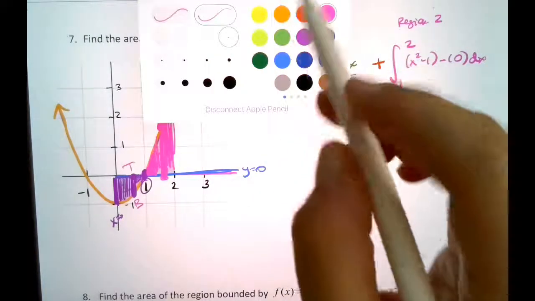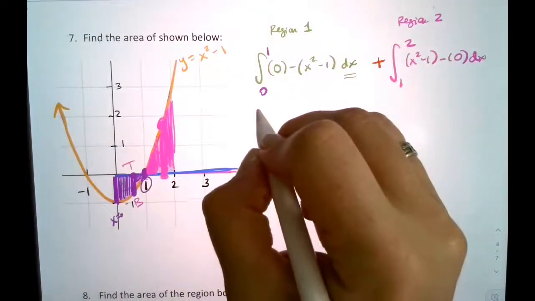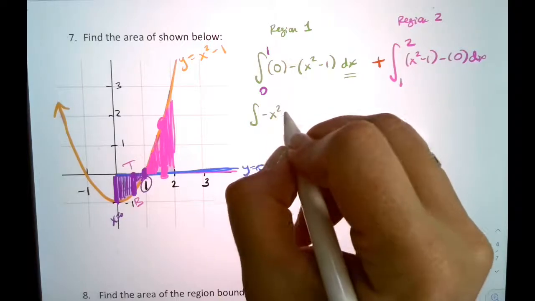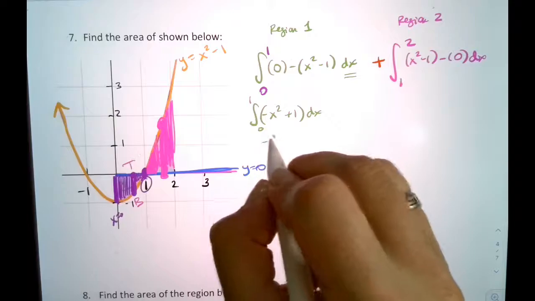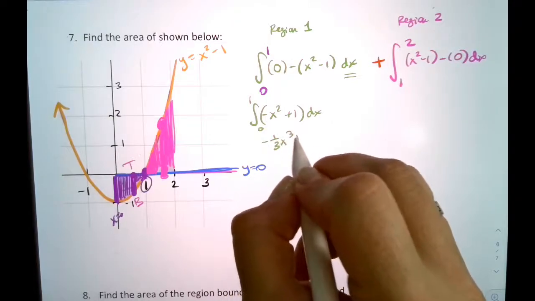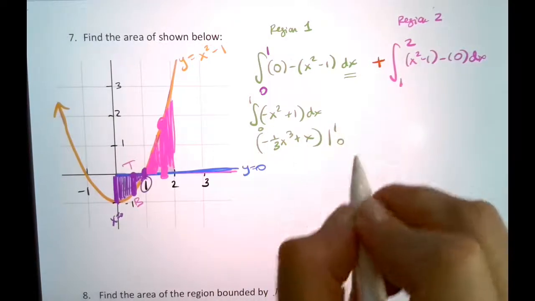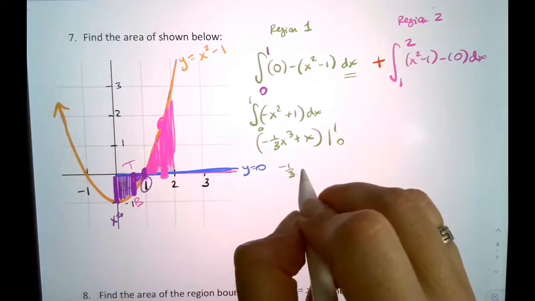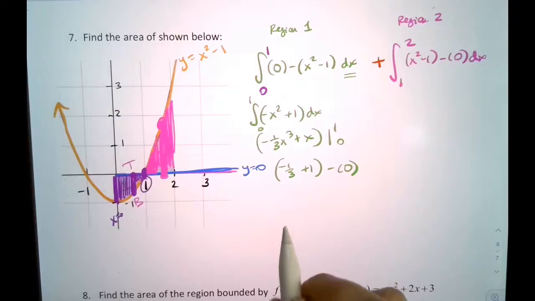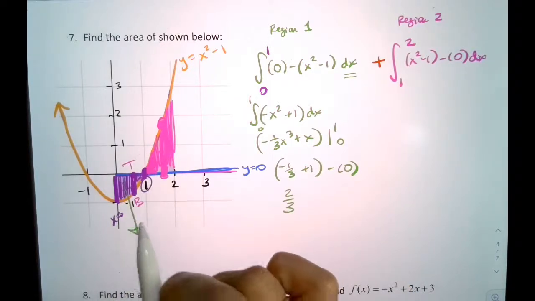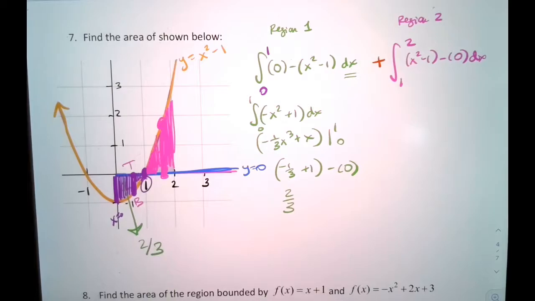So I'll go back to this region 1, and think about what I have. I have negative x squared plus 1. And I'll come up with my antiderivative, and I'll throw in the 0 and the 1. If I plug in 0, everything's gone. So the area of that first region there is 2/3. So this guy in purple has a value of 2/3.